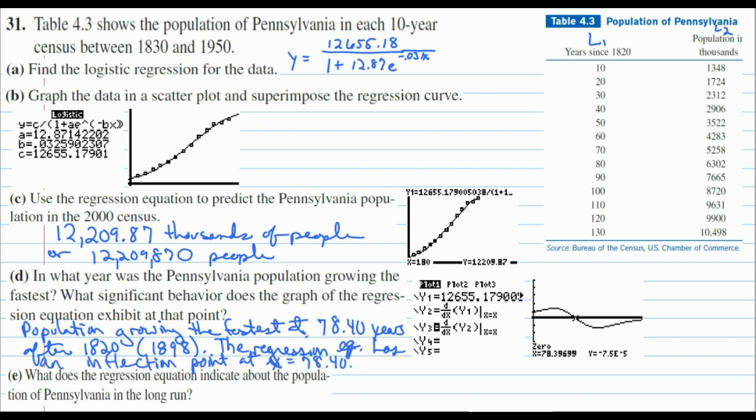Part E, what does the regression equation indicate about the population of Pennsylvania in the long run? Well, the regression equation, back up to Y here, has a limit to growth of 12,655, and remember that's thousands of people. So it's telling us that the population will never really get above 12,655,180 people, according to this regression.